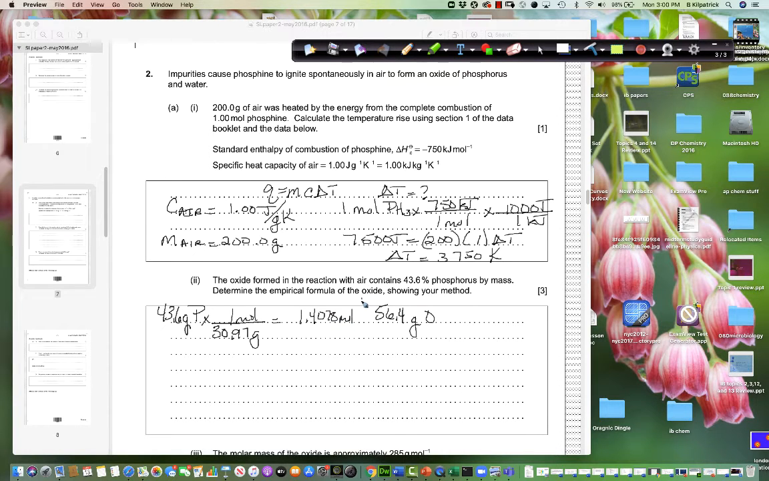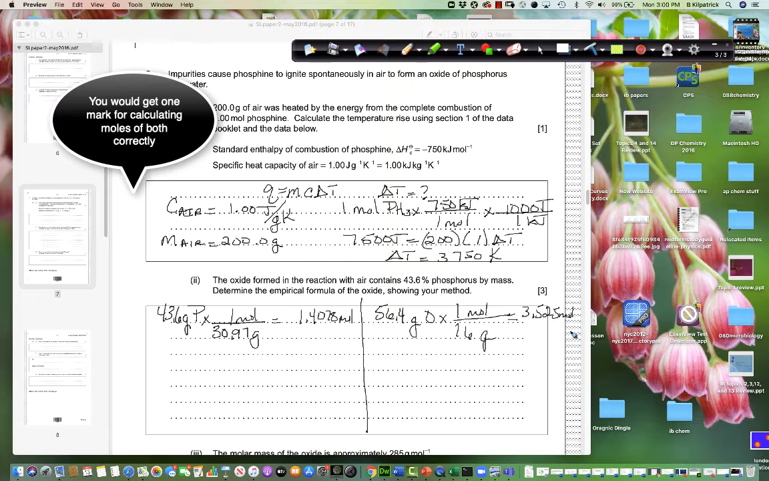Do the same thing for the oxygen. 1 mole is equal to 16 grams. It's not O2, it's oxygen. So that's going to give me 3.525. All right, now we need to find the mole ratio.